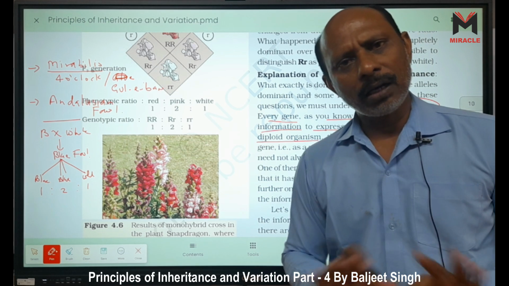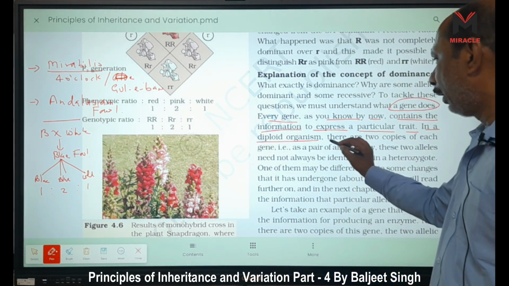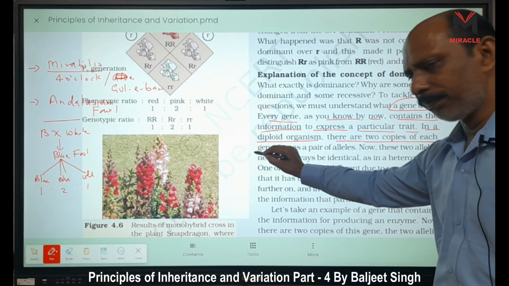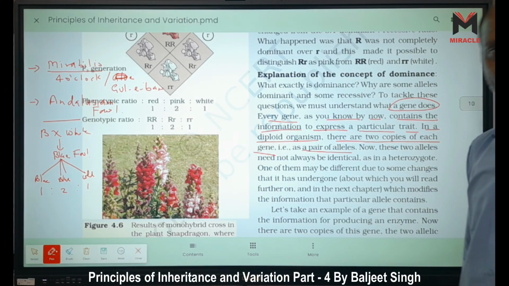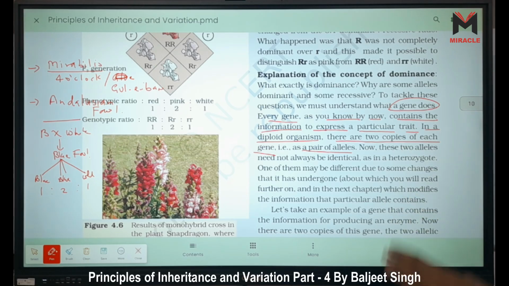Sporophytic means they are all diploid, 2n. There are 2 copies of each gene. That means a pair of alleles. So these genes are present as a pair of alleles.